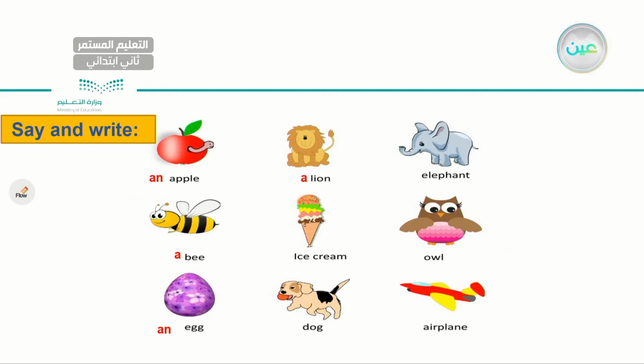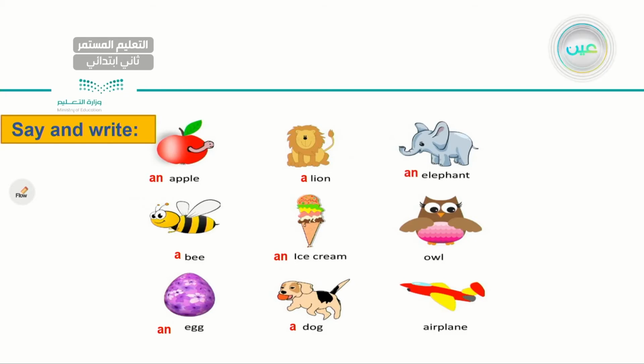A lion. Very good. Ice cream. It starts with a vowel I. An ice cream. Very good. Next I have dog. A dog. It's a consonant. So a dog. Very good. Next picture I have elephant.